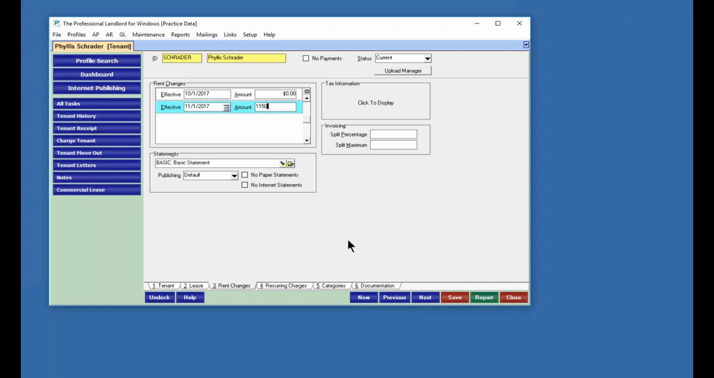When we save this, then what's going to happen is that in the month of October, the tenant is not going to be charged rent. In the month of November, the rent charges are going to start up again at $1,150. So that's how you would give the tenant credit. In this particular case, there's no management fee being received. So there are a couple ways to give rent credits to the tenant.